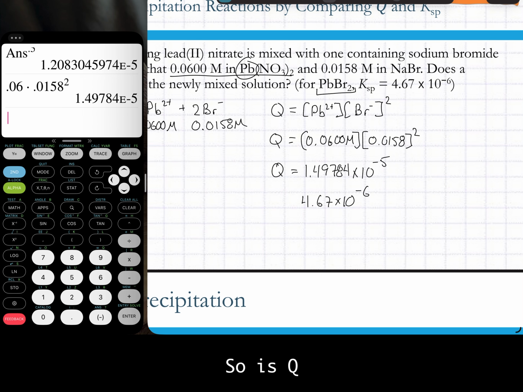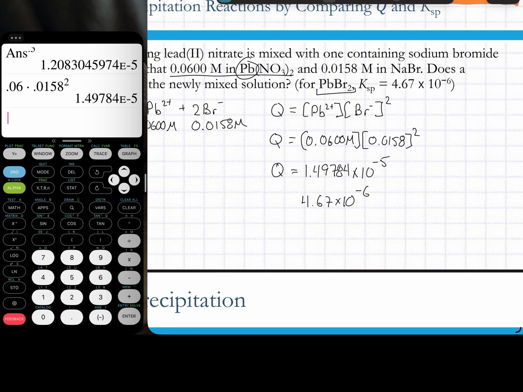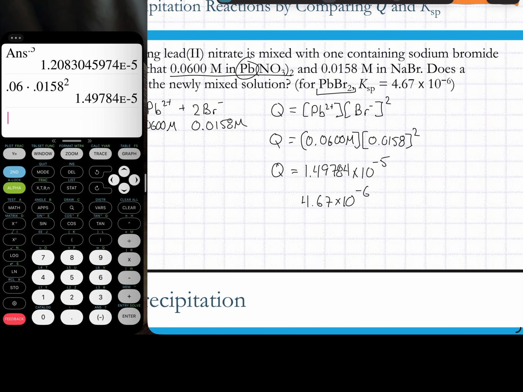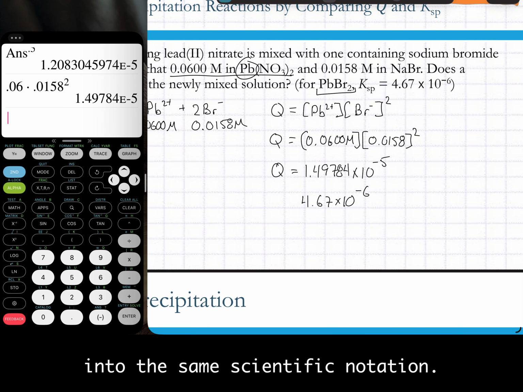So is Q larger or smaller than K? And actually, I honestly was thinking of that a little bit backwards. So yeah, 10 to the minus 5 is bigger than 10 to the minus 6. Honestly, the better thing that you can do here is try and get these into the same scientific notation.